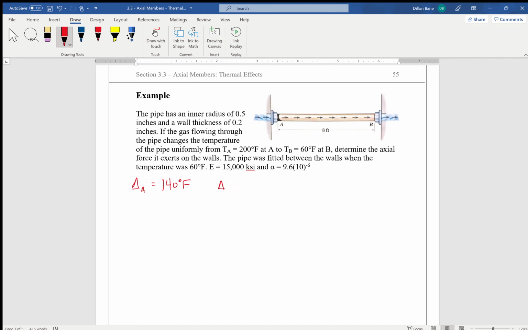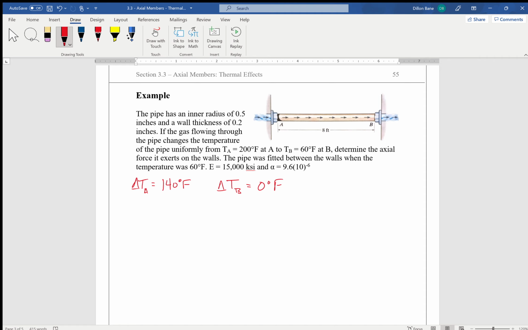At point B, I'm sorry, I need to distinguish this. This is delta T at A and delta T at point B. Point B was originally 60 degrees because that's the temperature it was fitted in. And now point B is still 60 degrees. So our delta T at point B is still 0 degrees Fahrenheit. But if delta T at point A is 140 and delta T at point B is 0, that means that delta T becomes a function of the length of the pipe, correct?